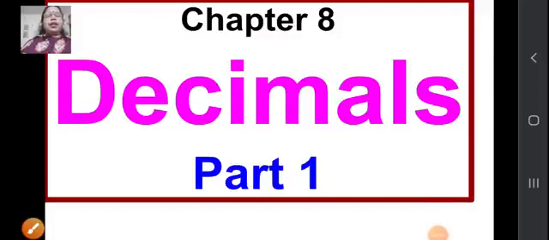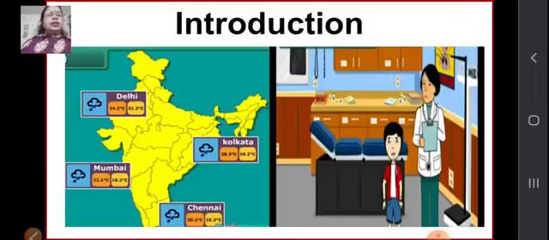Sai Ram. In today's math session, we are going to start a new chapter, that is chapter number 8, decimals. Children, let us look at these examples to understand decimals.